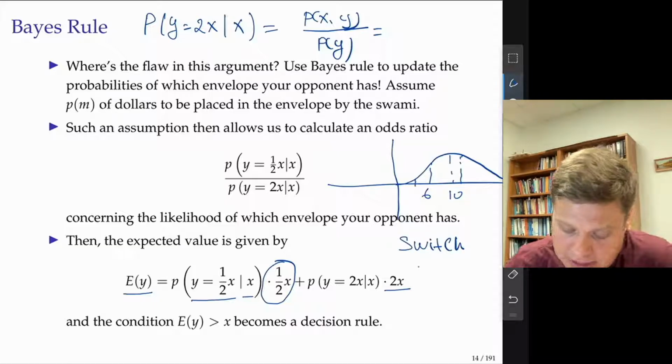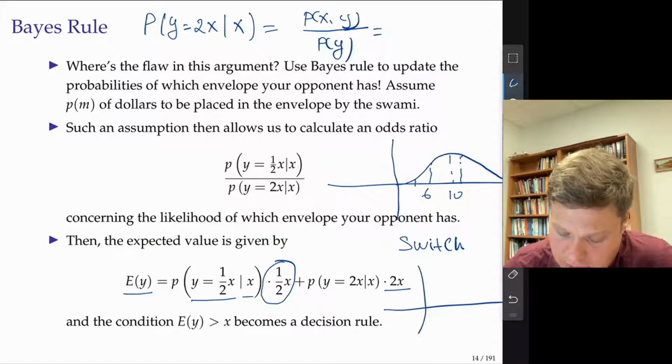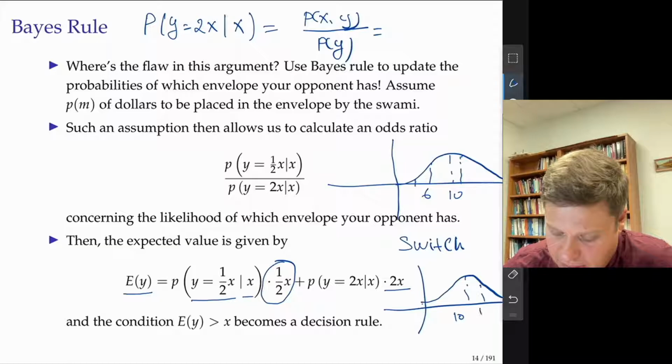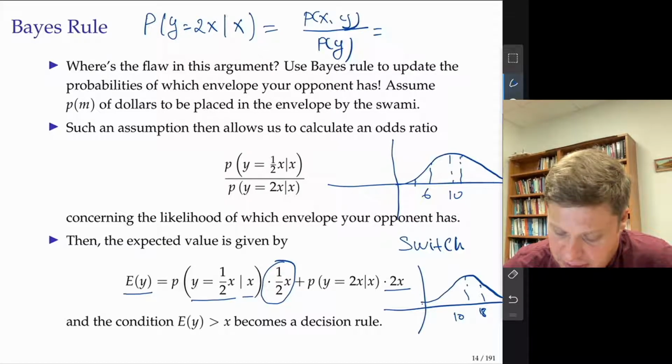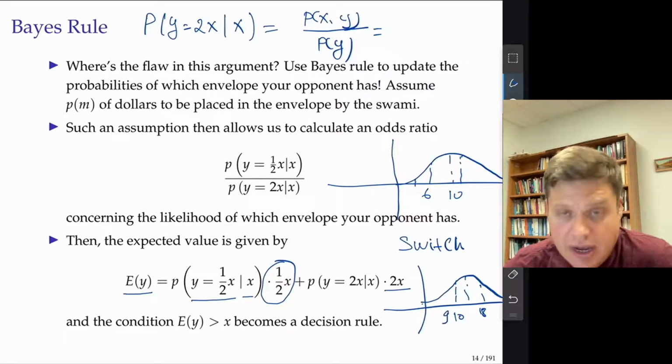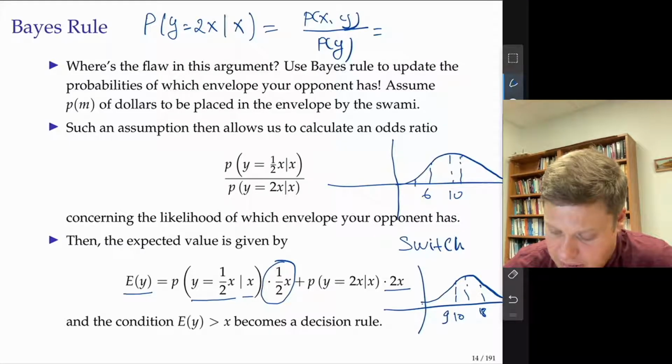Okay, but let's say you open your envelope, so again, you have a distribution centered at 10, and you find out, let's say, that you have $18 in this envelope. Then half of this is 9. It has very high probability, and twice this amount is 36, which has very low probability. So in this scenario, you do not switch.